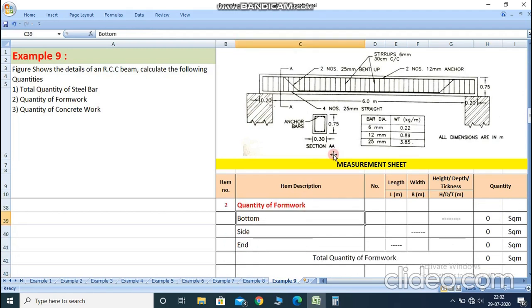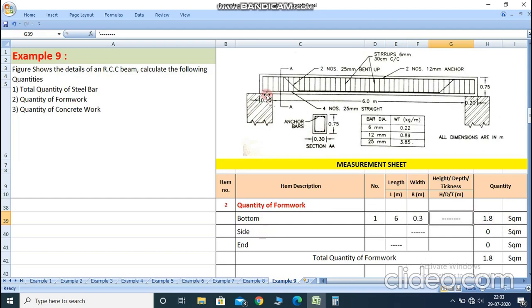Now we calculate the quantity of formwork. Here formwork is provided at the bottom, side and end. These three parts of formwork are required. At the bottom part, only a single formwork is provided, so right here 1. Then the length is the 6 meter span, so 6 meter. Then the width we got from section A, it's 0.30. So a total of 1.8 square meter of formwork is required for the bottom part.